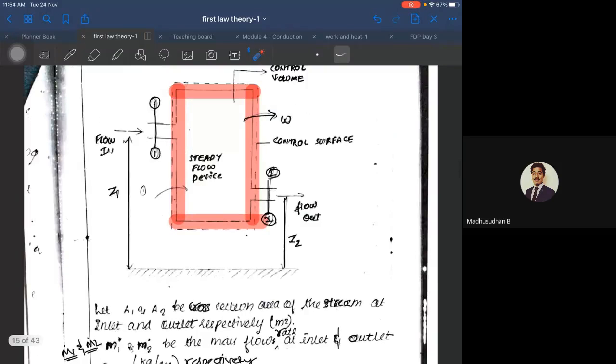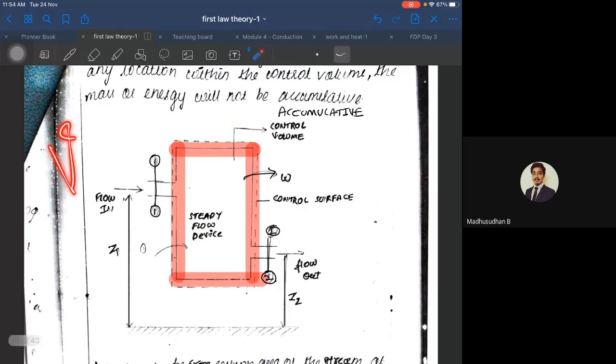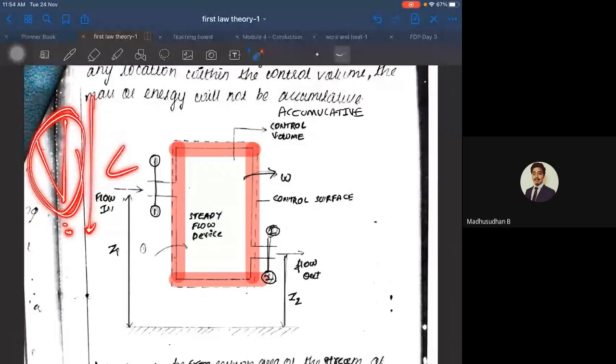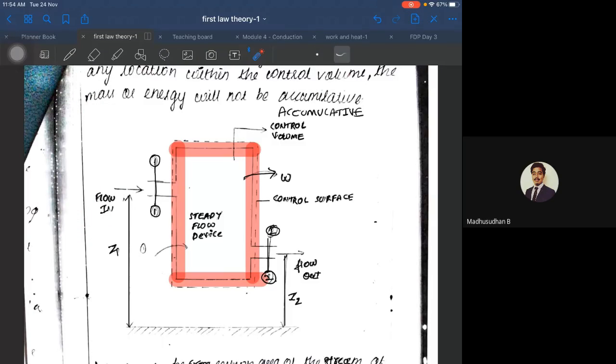Usually the velocity is taken as V, right? In physics we take it as V over there. But here I have taken it as C, deliberately. Why? Because you should not get confused between V and C, because V is already taken for the volume. If you use it for the velocity also, you might get confused. So that is the reason I have taken C, which is the indication of the velocity. C1 is the velocity at the inlet, C2 is the velocity at the outlet. As simple as that.